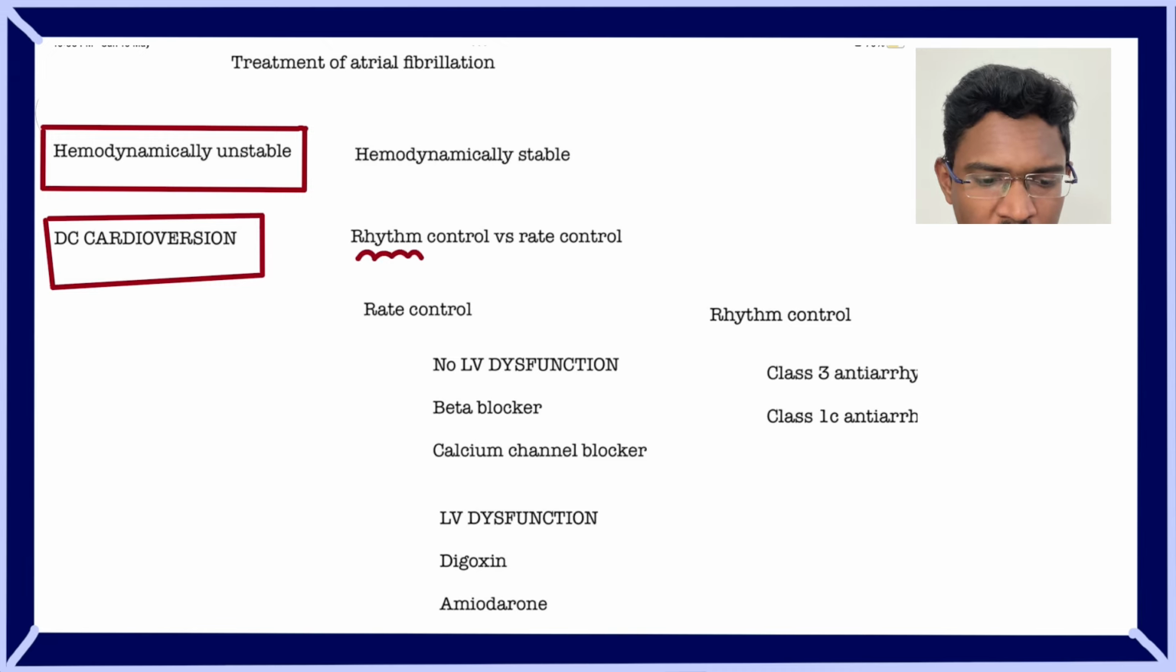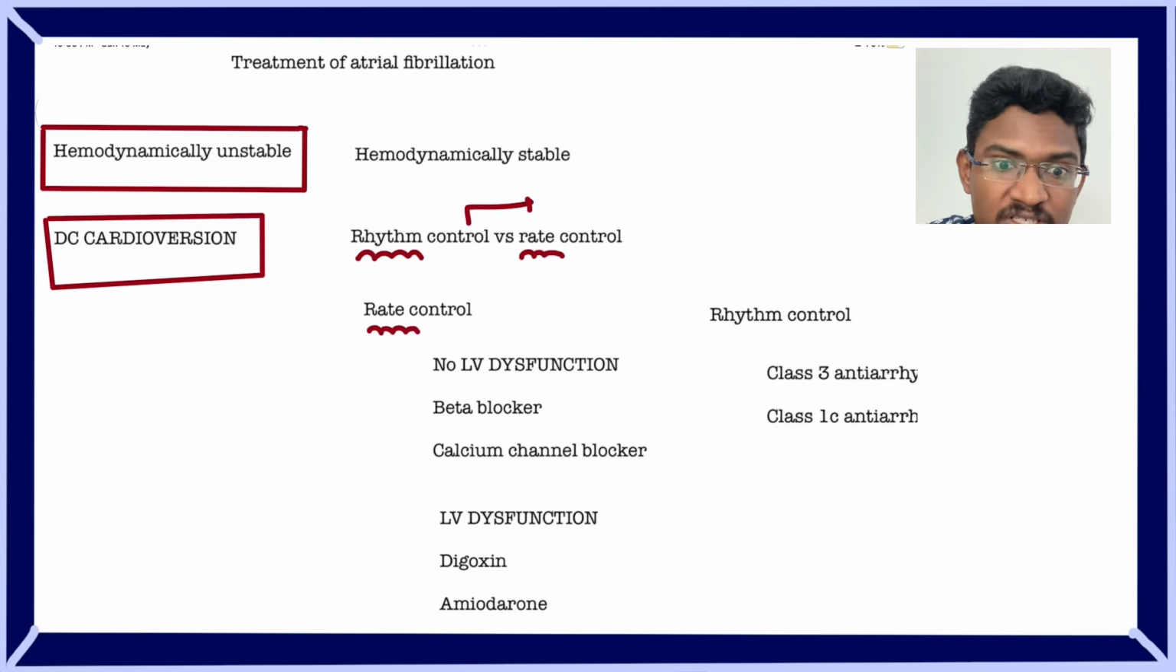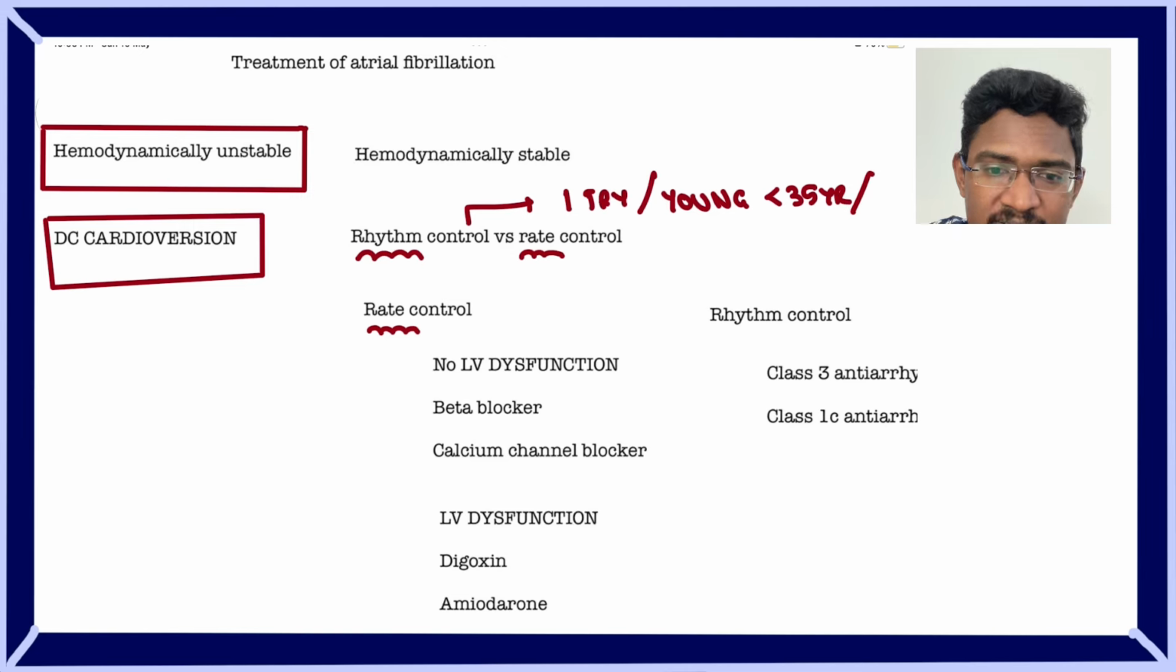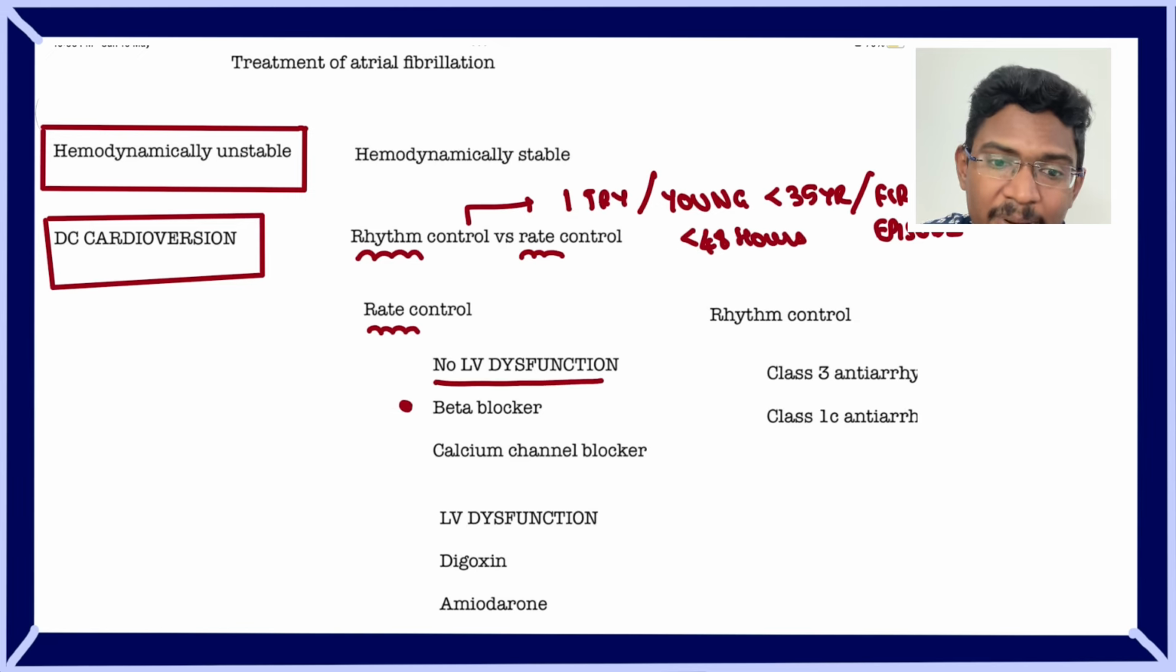So what more? Atrial fibrillation is always a hot topic in NEET or INI CET, so better be sure with all the treatment protocols of atrial fibrillation. If the patient is hemodynamically stable, you can go for either rhythm control or rate control. In rate control, if the patient has LV dysfunction, like if they give in the question ejection fraction less than or equal to 35%, then you should go for digoxin or amiodarone.